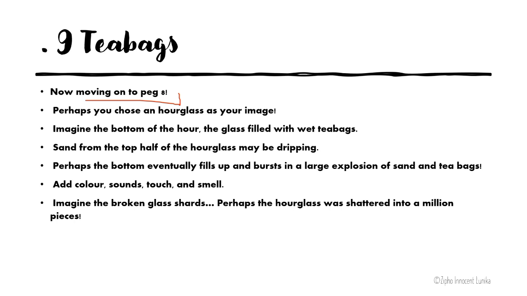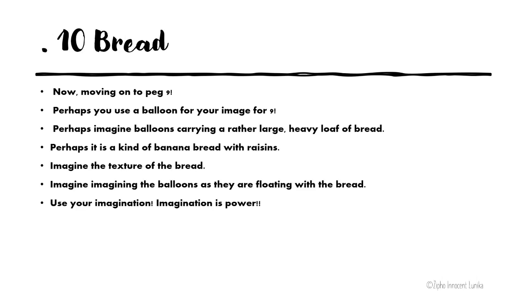Now moving on to the final item. The final item is bread. Now we'll be moving on to peg number 9. Let's say for peg number 9, you use the balloon as your image. Perhaps you imagine a balloon carrying a rather large loaf of bread. Perhaps it's a kind of banana bread with raisins. Imagine the texture of the bread. Imagine the balloons floating with the bread. In this case, you might use many balloons with hundreds and hundreds of loaves of bread, or perhaps many balloons carrying one very giant loaf of bread. Perhaps it's steaming, just fresh out of the oven. You can smell it, and so forth and so on.